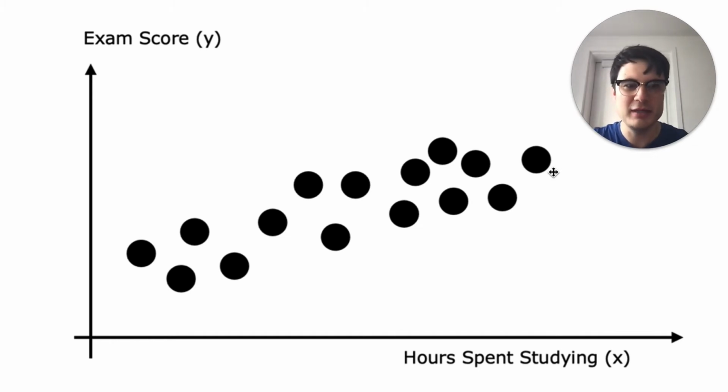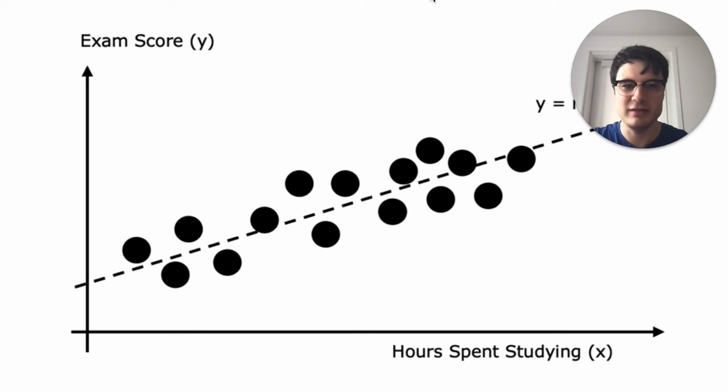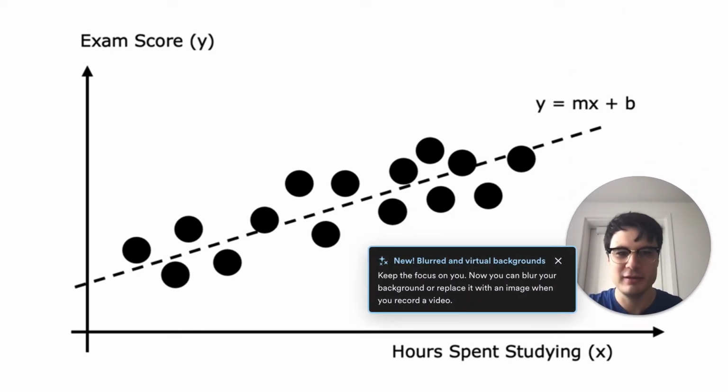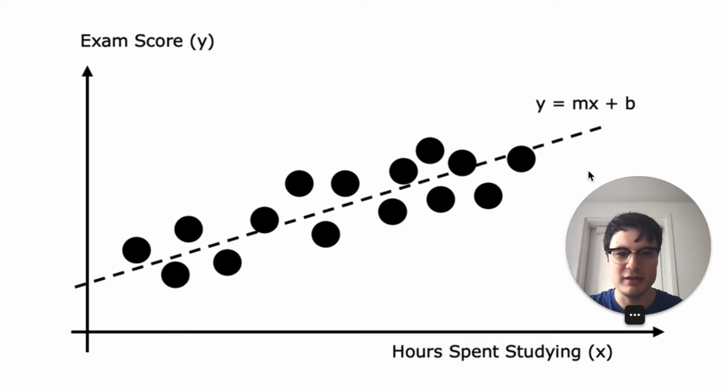So the process of machine learning in this case, and in particular of regression, is to learn a line that best fits the data. So like this. And in particular, we're learning the y equals mx plus b. We're learning the m and the b.